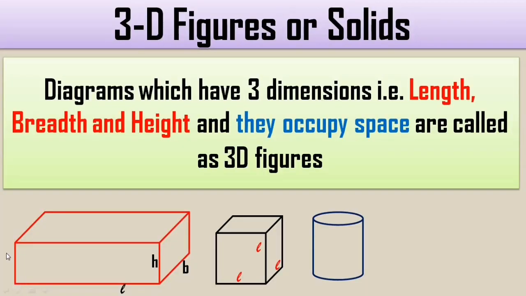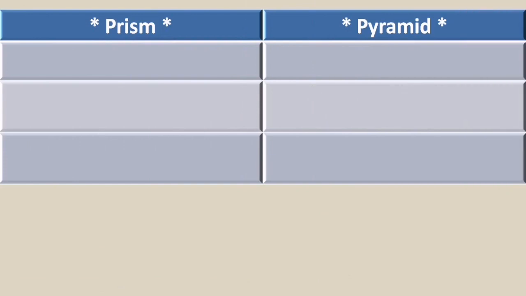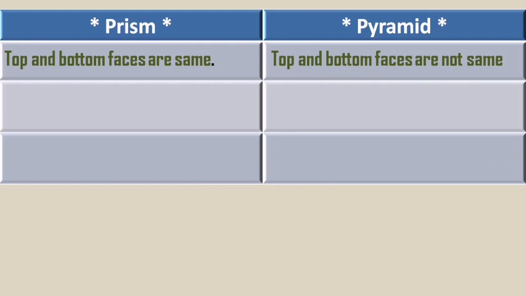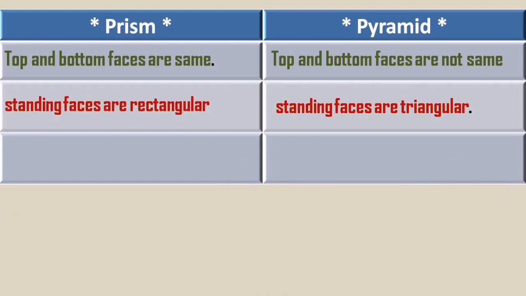As we have understood the classification of these 3D figures into polyhedron and non-polyhedron, now let's try to summarize the details related to prism and pyramid. In prism, the top and the bottom faces are always the same, whereas in pyramid, these faces are not equal because all these side faces meet at a single point at the top, and as they are meeting at a single point, the side faces or the standing faces become triangular, whereas in prism, these standing faces are always rectangular.